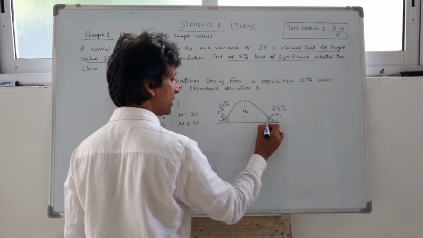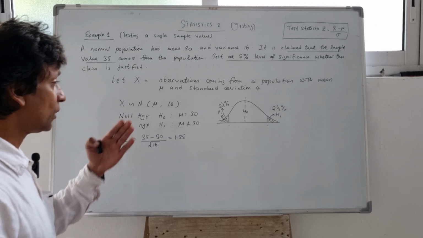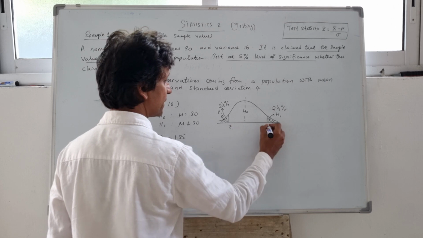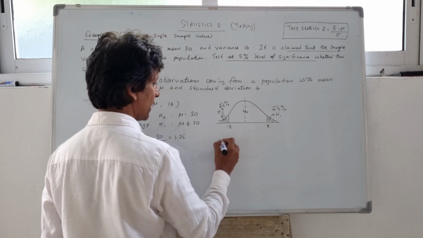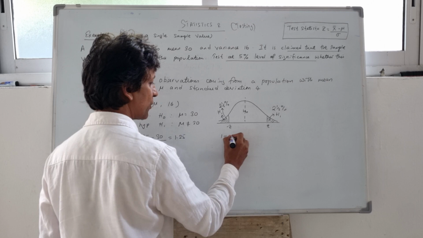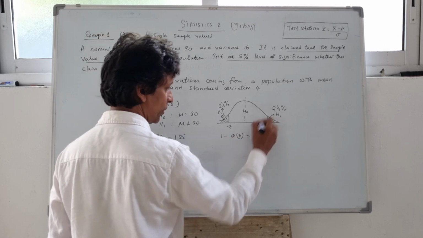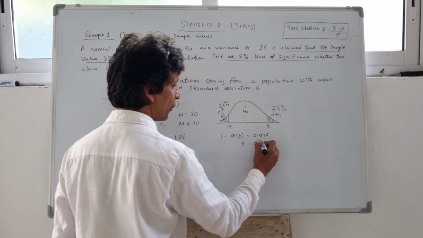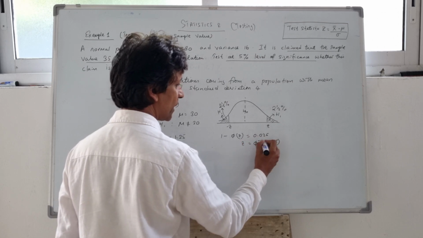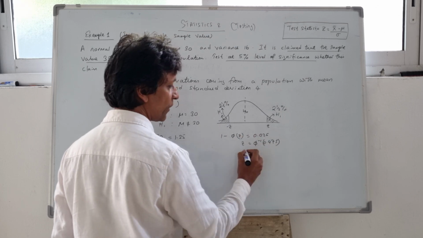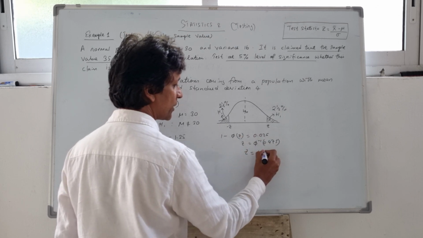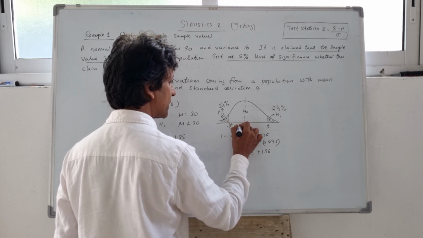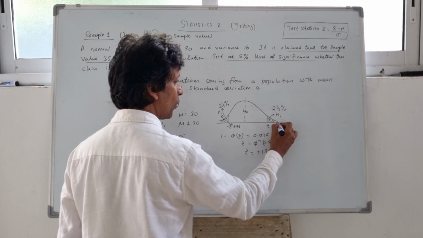And so we need to find this and this, the Z value of our significance level. So this is Z and this is minus Z. So I'm going to say then 1 minus phi of Z is equal to 2.5%, which is 0.025. So Z is going to be equal to the inverse of 0.975, and how we do this is 1 minus 0.025. So I got Z as plus or minus 1.96. So this is negative 1.96, and this is positive 1.96.